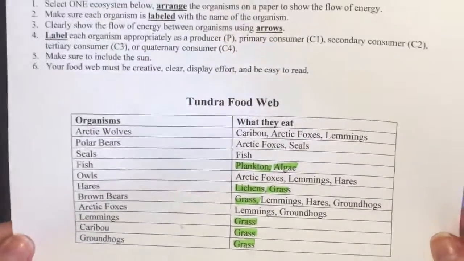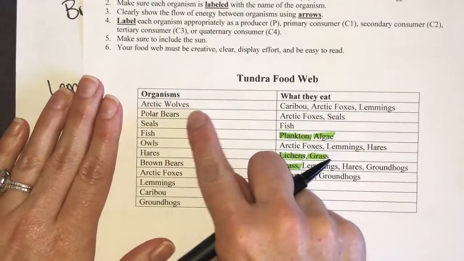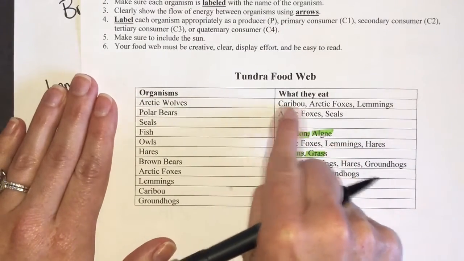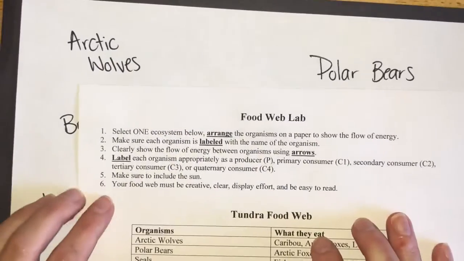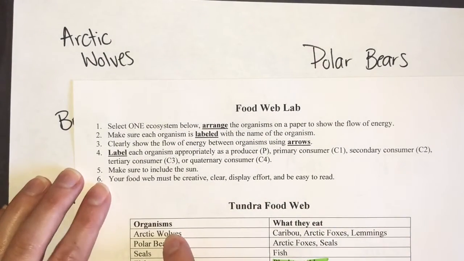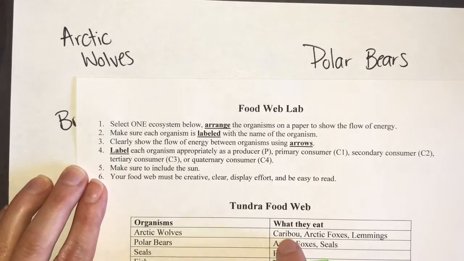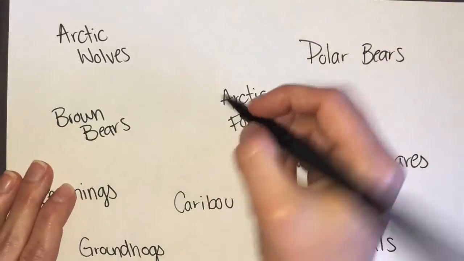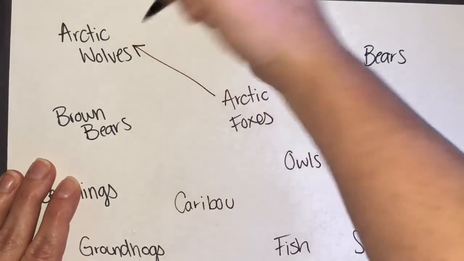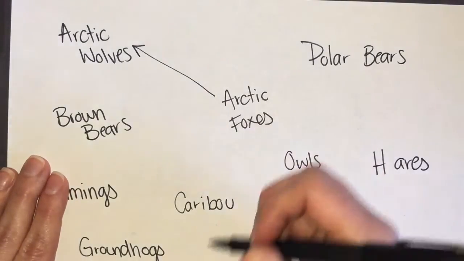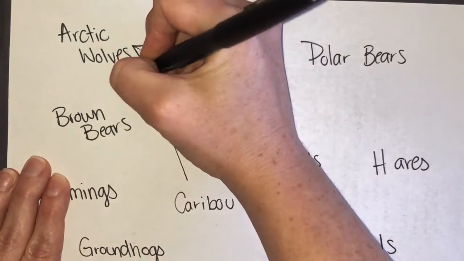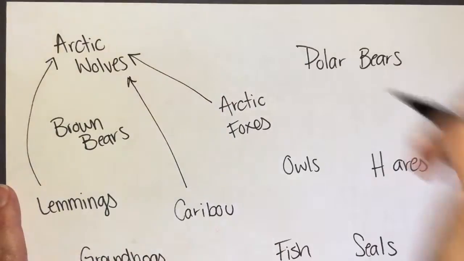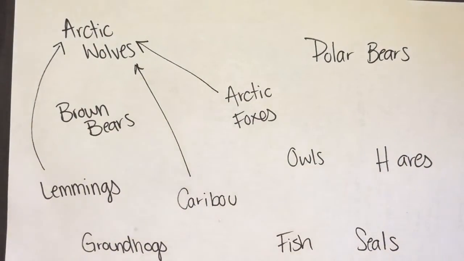So now, what I'm going to do is follow the list, and I'm going to draw an arrow from what they eat to the organism. So I'm going to start right here at the top of my list. Arctic wolves get their energy from caribou, Arctic foxes, and lemmings. So, I'm going to go over here and draw an arrow from Arctic foxes to Arctic wolves, from caribou to Arctic wolves, and from lemmings to Arctic wolves. And now, I'm done with that one.